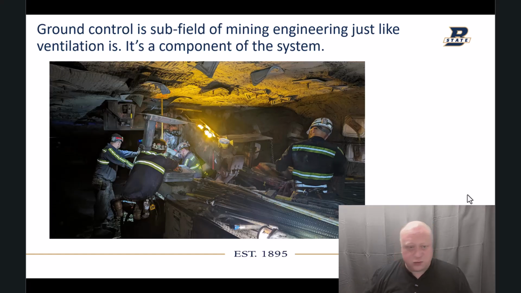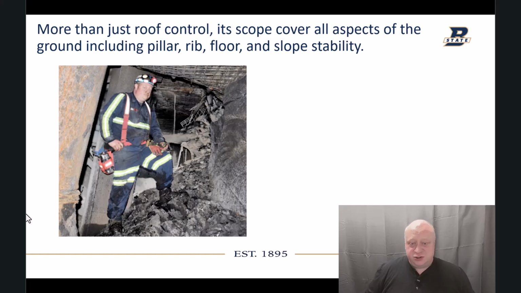We're talking about rock mass classification, like what the overburden is like, that sort of thing, large scale, all the way down to some extra skin control with these, maybe some pans on these roof bolts. So it also is a lot. Ventilation's a lot. Ground control's a lot too. It's more than just roof control, okay? Its scope covers all aspects of the ground, including the pillar, the rib, the floor, and even surface mining slope stability.